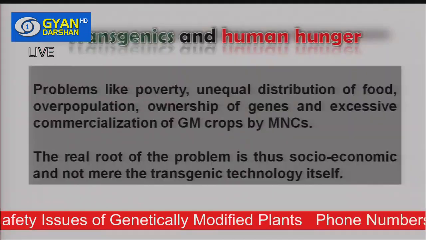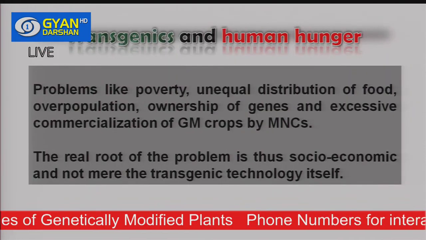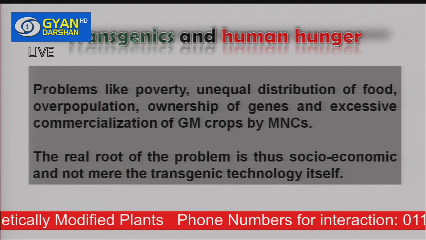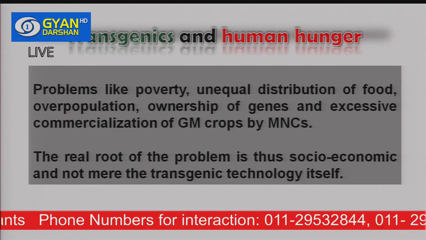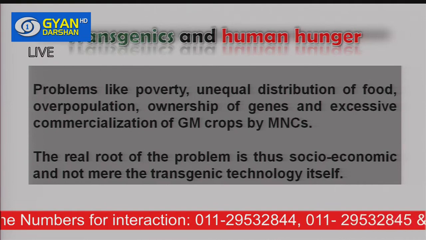Now, problems like poverty, unequal distribution of food, overpopulation, ownership of genes, and excessive commercialization of GM crops by the multinational companies: the real root of the problem is socio-economic and not merely the transgenic technology itself. You should not blame the transgenic technology. Rather, it is a social or socio-economic issue that has to be understood.